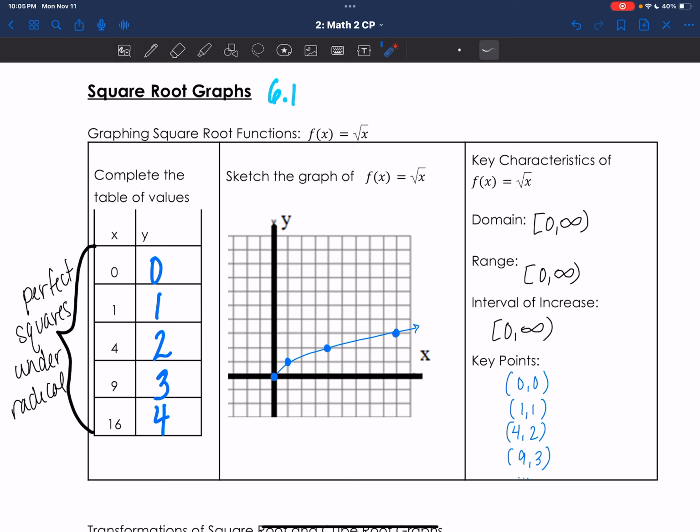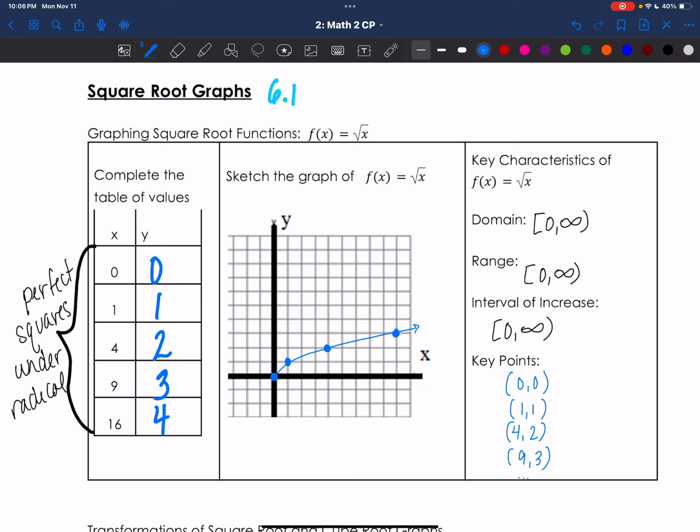So for your points, if you were to put a 1 under there, you're going to get the square root of 1. That's not going to be very convenient to graph. So we want to try to get perfect squares under there, and that's why I chose the points 0, 1, 4, 9, 16. Those are all perfect squares and easy to plug in. So we're going to go ahead and substitute in our points.